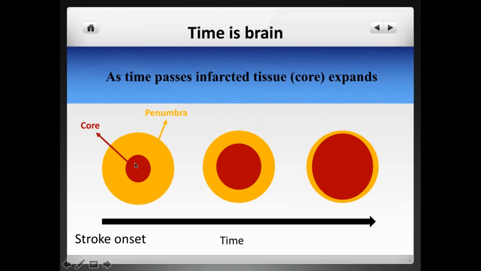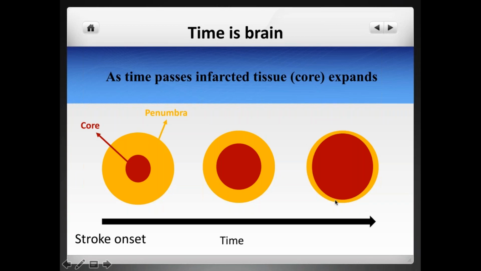The problem with the brain, unlike other tissues in the body, is that the neurons are very sensitive to time when there is no blood. In other words, they are very sensitive to lack of blood. And as you can see from this graph, the core of the infarct can expand very quickly. And once that happens, the penumbra obviously decreases.